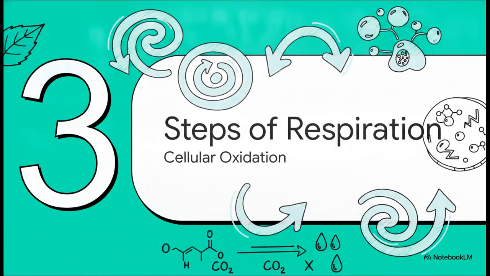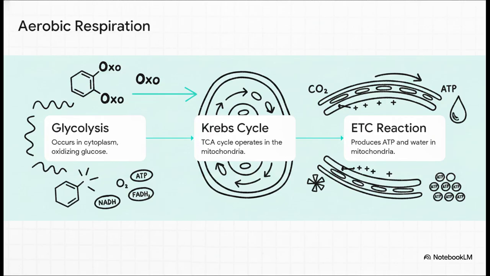Now for Section 3, the 3 steps of respiration. In aerobic respiration, a molecule of glucose is completely oxidized in 3 very strict steps. These are glycolysis, the tricarboxylic acid cycle, commonly known as the Krebs cycle, and finally, the electron transfer chain reaction. Let us look at them one by one.